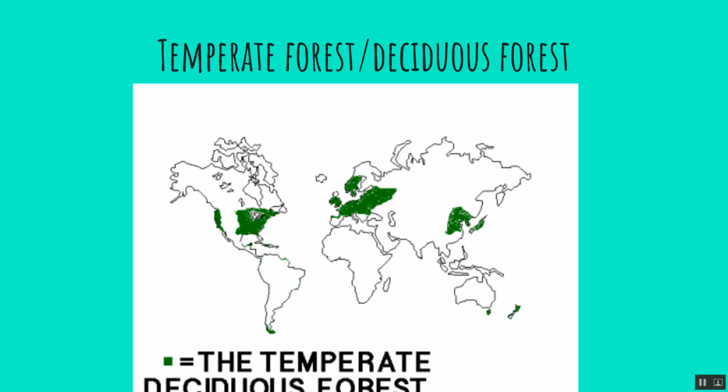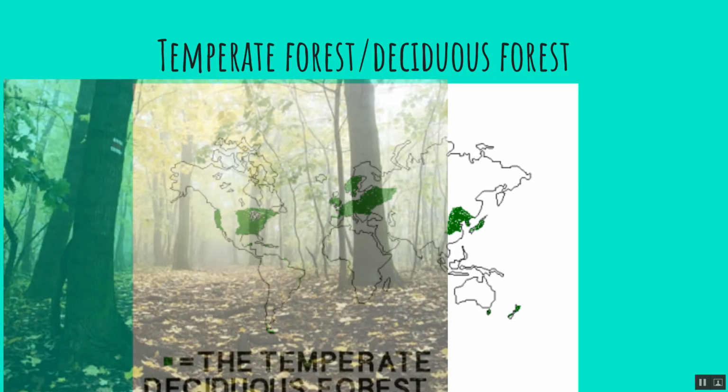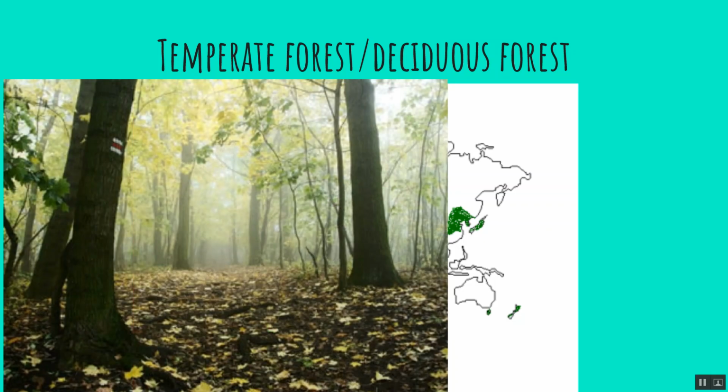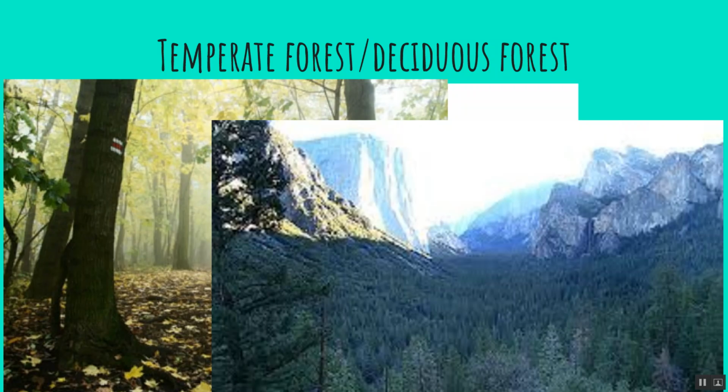Temperate forests and deciduous forests. You can see we have quite a bit of this in North America. So if you go up into Washington, Oregon, back east, that's what a lot of that area is. Deciduous is trees that lose their leaves. So the leaves change color and then they fall off for winter. So this is what it would look like a little bit in spring and summer. You have trees, elm trees, beech trees.